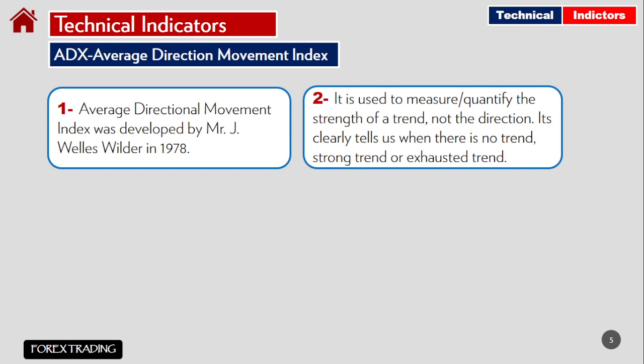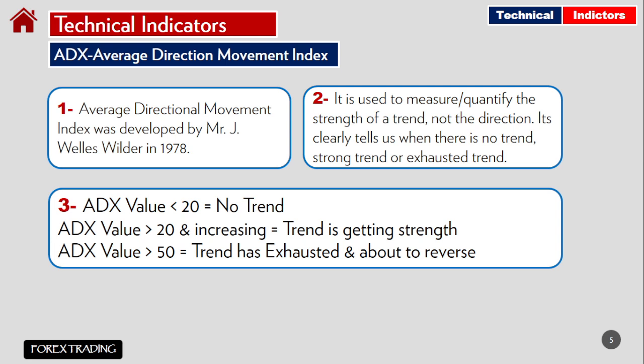It clearly tells us when there is no trend, a strong trend, or an exhausted trend. So these are the values by which we measure the ADX. If the ADX value is less than 20, then there is no trend. If the ADX value is greater than 20 and increases, then it means the trend is gaining strength. And an ADX value greater than 50 means the trend has exhausted and is about to reverse.